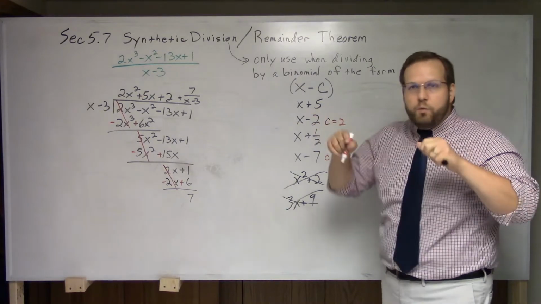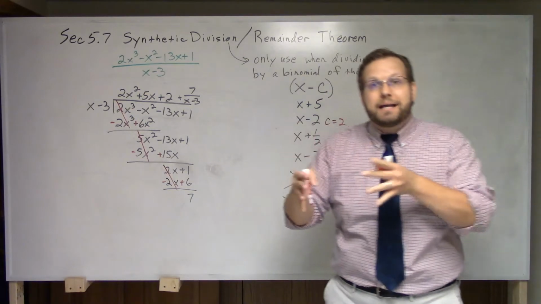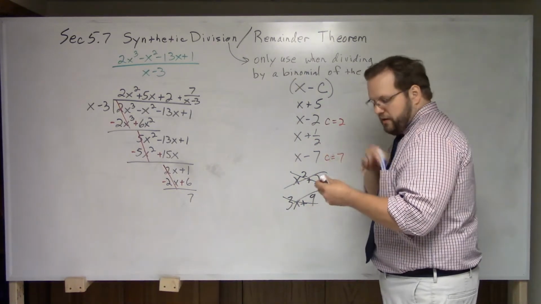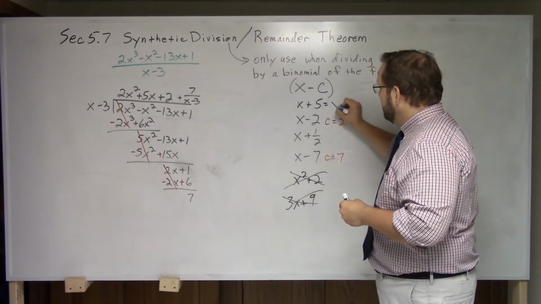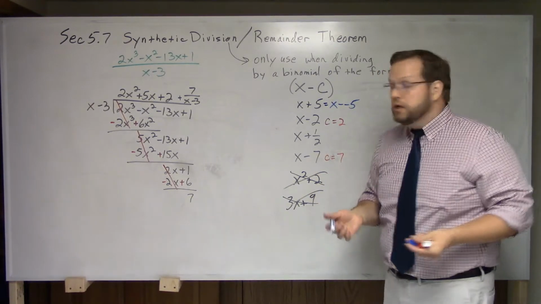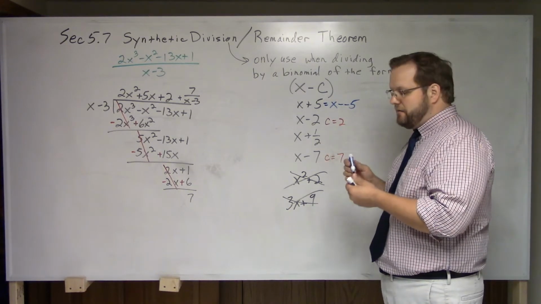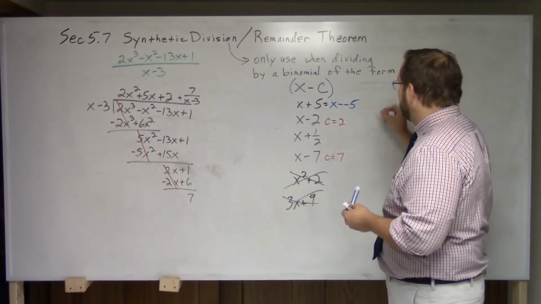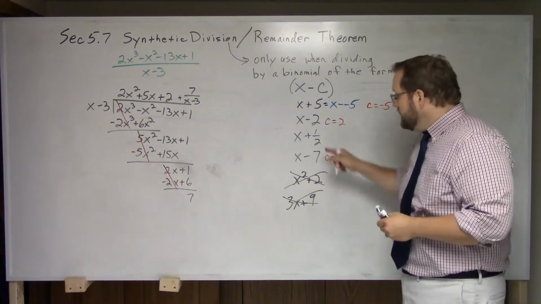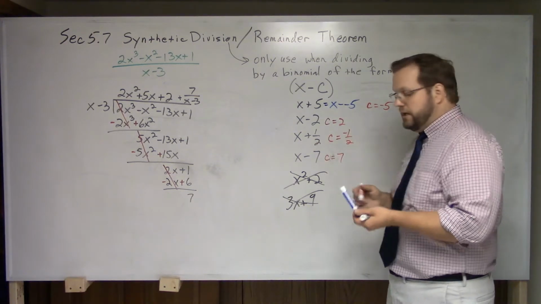Okay, we want x plus 5 to be considered as an x minus something. How do we do that? That can be thought of as x minus negative 5. Two negatives make a positive. So x minus c, and you have x minus negative 5, tells you that the c value would be negative 5. Same thing here. The c value would be negative 1/2.